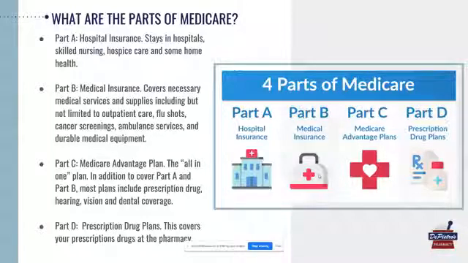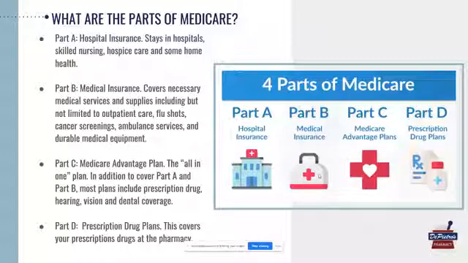At the pharmacy, most people use Part D for their prescription drugs. So Part D covers your prescription drugs. Part A and B are considered traditional Medicare. Part A would be your hospital insurance. Part B is medical insurance, for when you go to the doctor or get any blood work done. So Part A and Part B is your traditional Medicare. Part C is something called a Medicare Advantage plan.